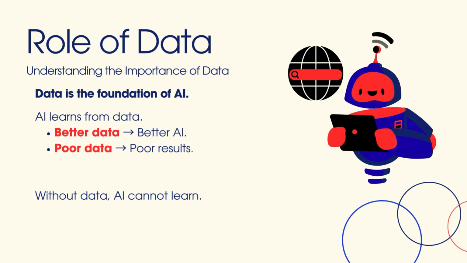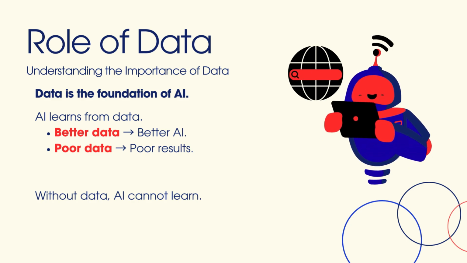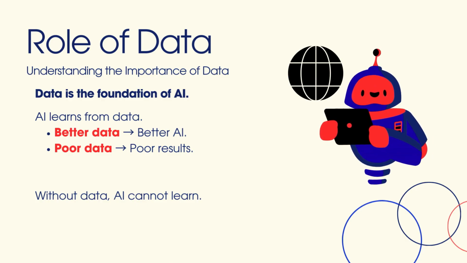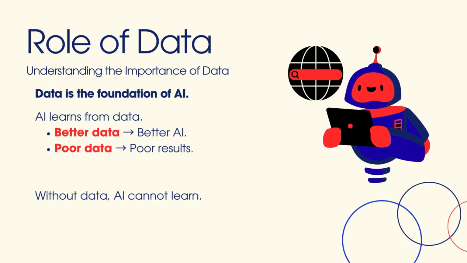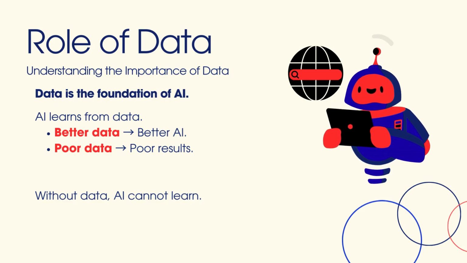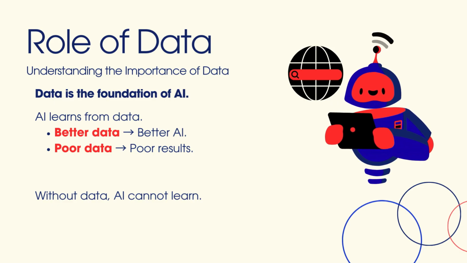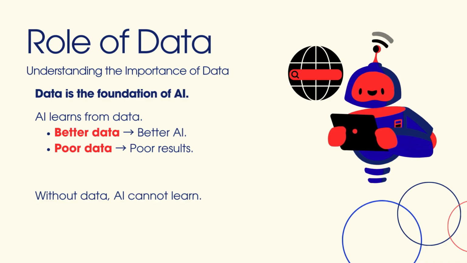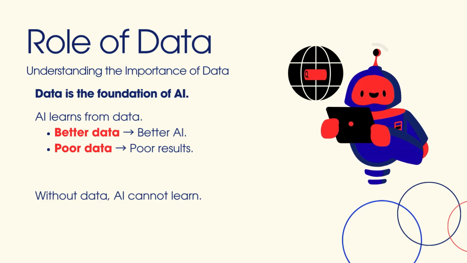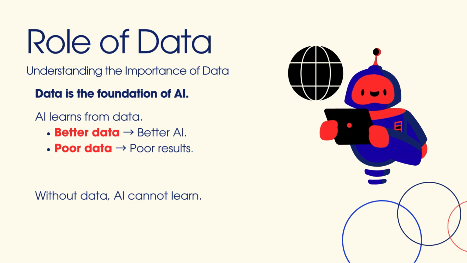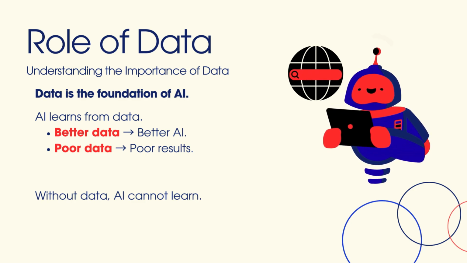For example, if a system is trained to recognize faces, but the training data is blurry or incomplete, its predictions will not be reliable. Without data, artificial intelligence cannot learn anything. It has no experience, no reference, and no patterns to study. Data teaches the system what to recognize, how to respond, and how to make decisions. In simple terms, data is the backbone of artificial intelligence. No data means no learning. No learning means no intelligence.